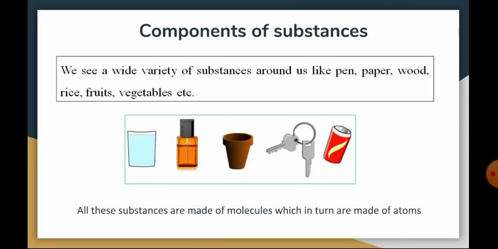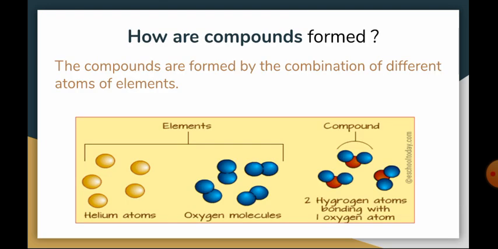We know there are many compounds around us like pen, paper, wood, rice, vegetables, etc. And all these substances are made of molecules which in turn are made of atoms. Here we see how compounds are formed. The compounds are formed by the combination of different atoms of elements.